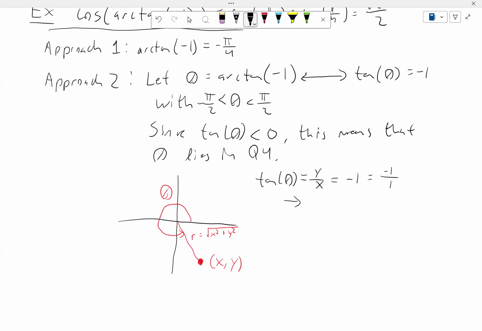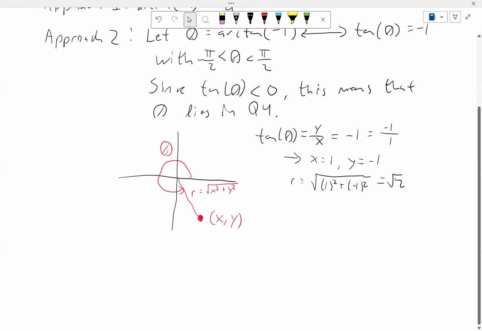So this means that my x value will be +1 and my y value will be -1. Okay. And then now that I have my x and my y value, I can compute my r value, square root of x squared plus y squared, which is square root of 2. So now I have my r value.